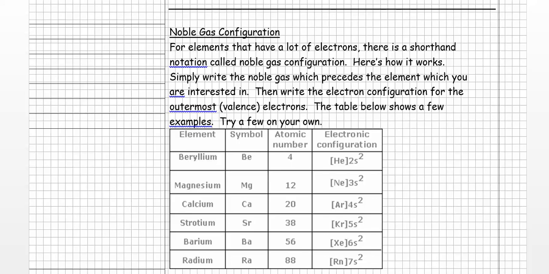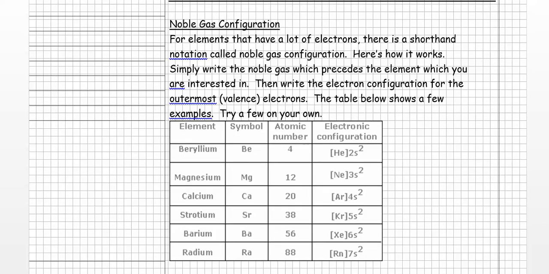You simply write the noble gas which precedes the element which you're interested in. Then write the electron configuration for the outermost or valence electrons. We've already said valence electrons are the outermost electrons. The table below shows a few examples, so let's try a few. Let's take a look at, for example, beryllium. Beryllium has a total of 4 electrons. Follow me on your periodic table.